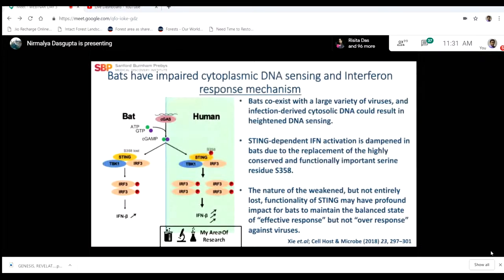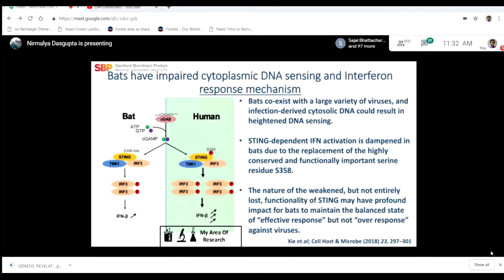For humans, this is actually my area of research. I work on the human STING signaling during aging. You can see there is a phosphorylation site which can activate the STING pathway and induce a massive amount of interferon beta. But in bats, this site is lost. The STING in bats is mutated. It is not non-functional, but mutated. Because they don't have this phosphorylation site, they can secrete IFN beta, but at a very low level.